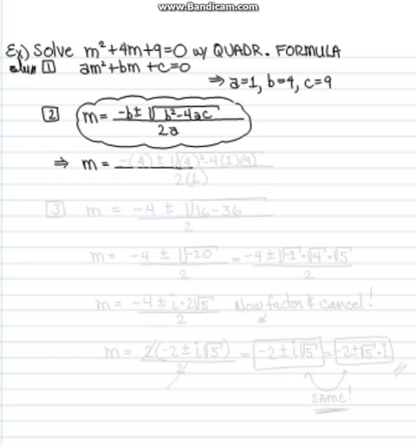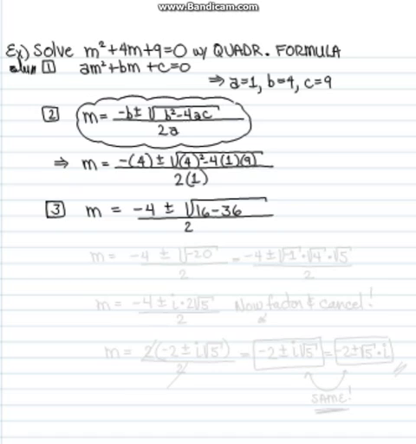Now put parentheses in place of the a's, b's, and c's, and then carefully plug in the values for a, b, and c. Okay, so there's a 4, 4, there's a 1, 1, and a 9. Now simplify to solve for m. Under the radical, we have 16 minus 36, and that gives us a negative number under the radical, negative 20.